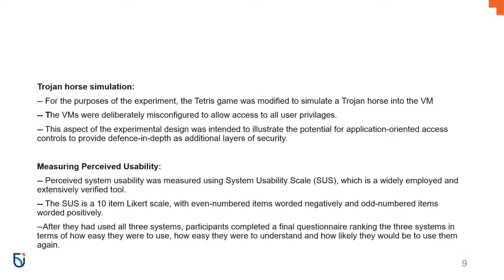Measuring perceived usability. The perceived system usability was measured using the System Usability Scale, which is a widely employed and extensively verified tool. This System Usability Scale is a 10-item Likert scale, with even numbered items worded negatively and odd numbered items worded positively. The participants were asked to give system usability scores to the systems on the basis of how easy they were to use, how easy they were to understand, and how likely they would use them again in the future.